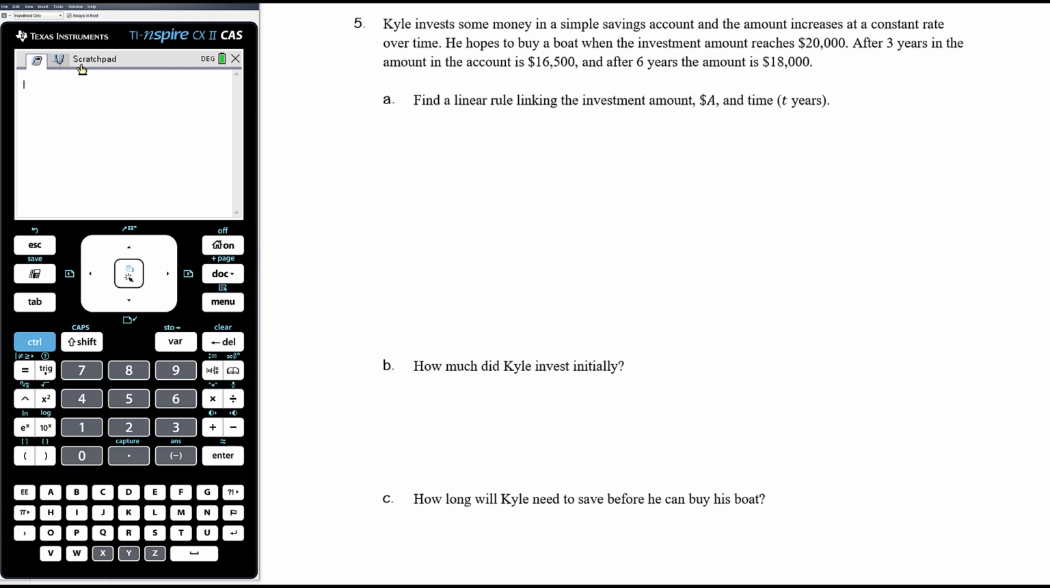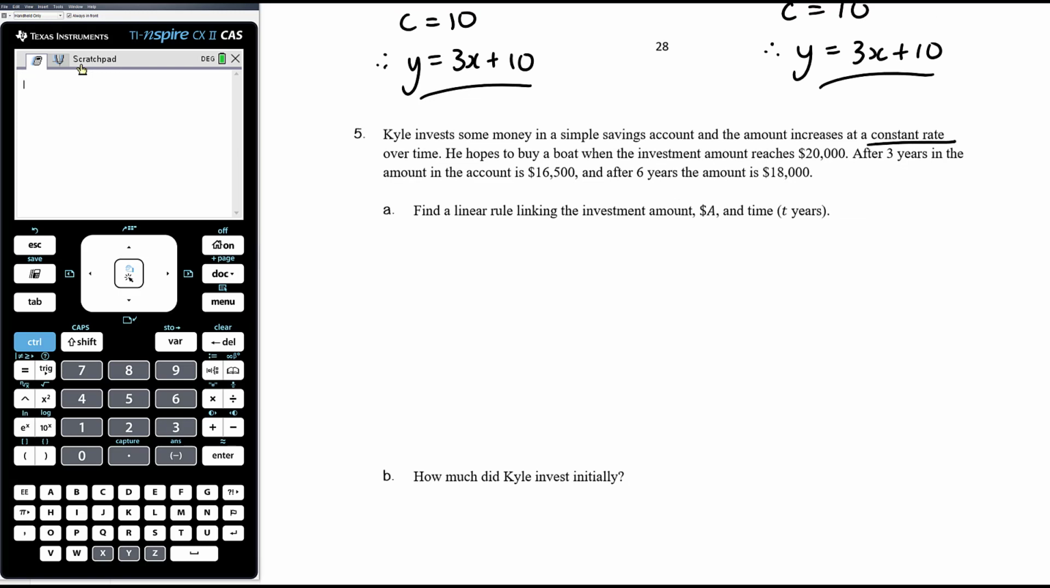Alright, example 5 here, which I think is the last example. Yes, let's have a look at a worded problem. Kyle invests some money in a simple savings account and the amount increases at a constant rate over time. So if something increases at a constant rate, it goes up by the same amount every time, means graphically it's a linear graph. Okay, constant rate means that we have a linear graph.